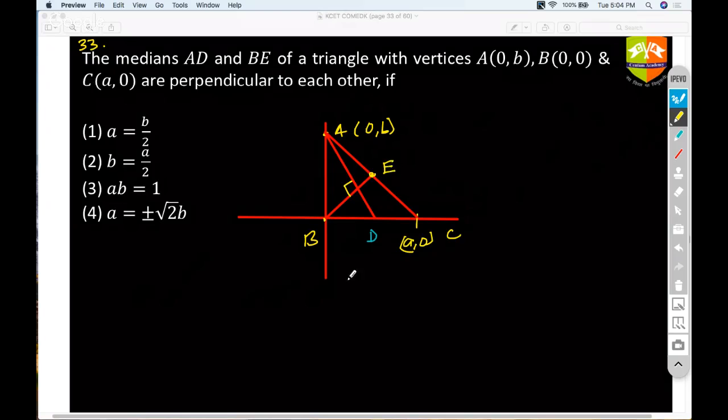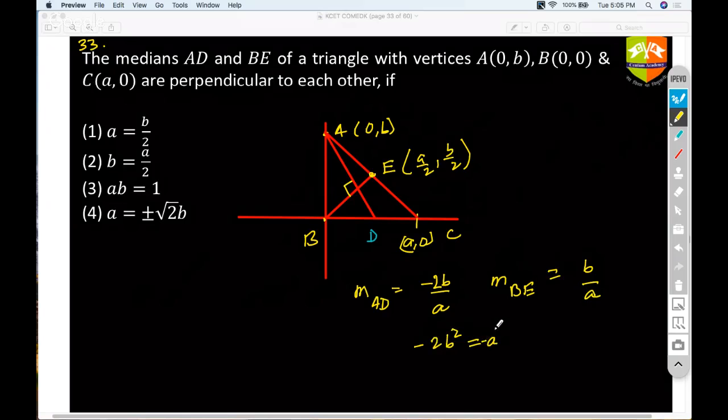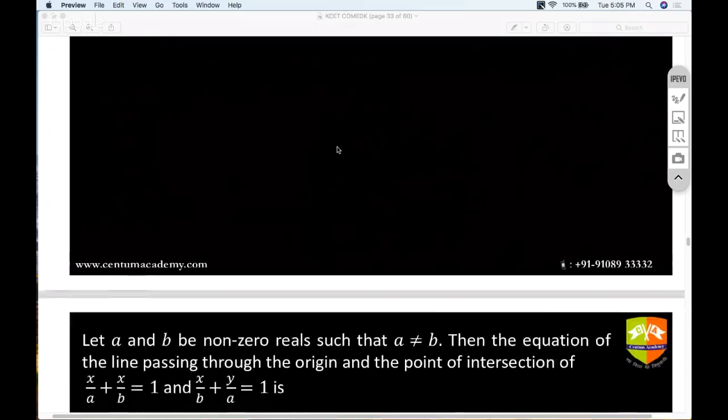right? So the slope of AD, it's very clear from the diagram that the slope of AD will be minus 2B by A. And this point is going to be A by 2 comma B by 2. So slope of BE is going to be B by A. So minus 2B square is equal to negative A square. So 2B square is equal to A square, which means A is equal to plus minus root 2 B. Option number 4 becomes the right option. An easy question. Let's move on to the 34th question.